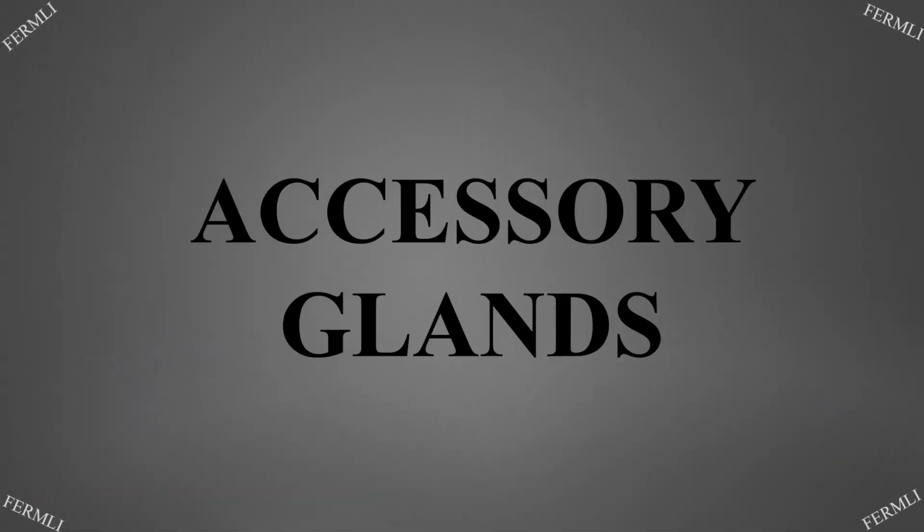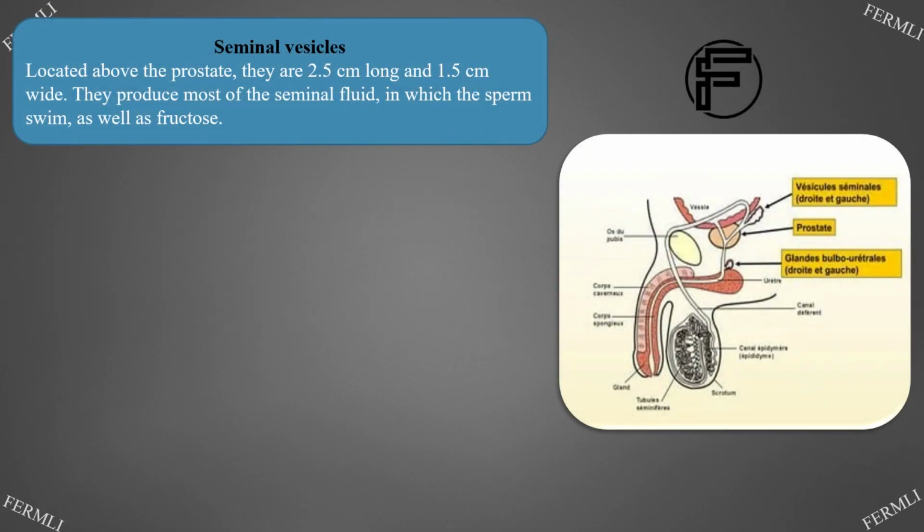Accessory glands. Seminal vesicles located above the prostate. They are 2.5 centimeters long and 1.5 centimeters wide. They produce most of the seminal fluid, in which the sperm swim, as well as fructose.